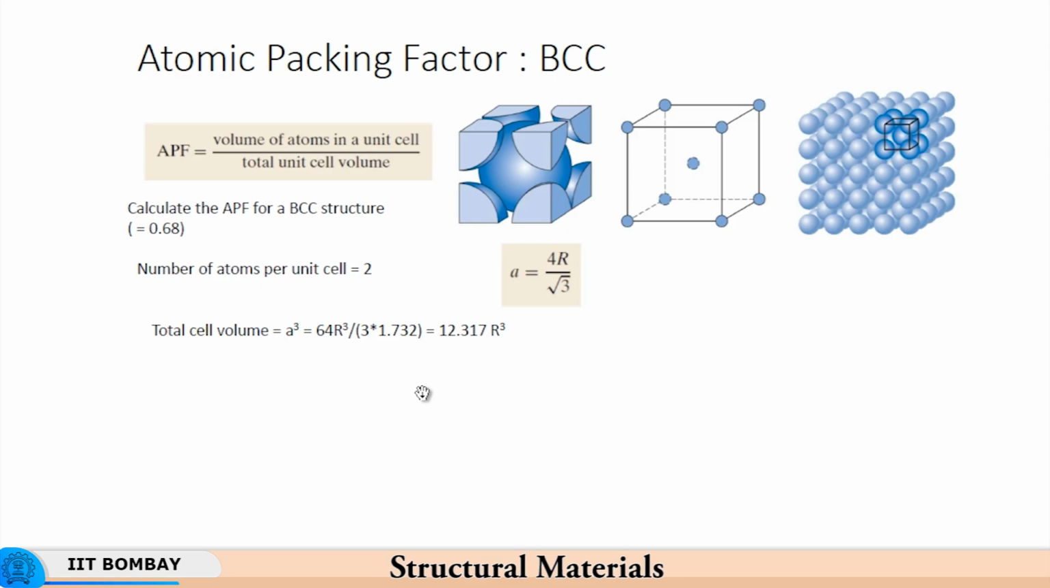and therefore, a becomes equal to 4r upon root 3. And now, if you look at the total cell volume, it is a cube, and if you take 4/3 pi r cube into the number of atoms per unit body centered cubic cell, it will be 2. So 2 into 4/3 pi r cube is the volume of the spheres divided by the total cell volume. Then you get the APF of 0.68. You can just verify it by doing it yourself.